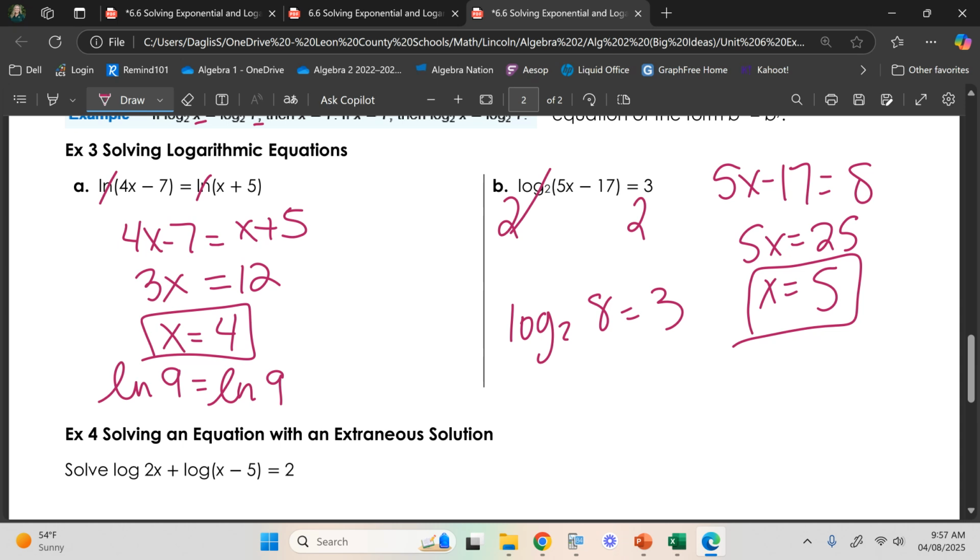All right. My next one says solving an equation with an extraneous solution. So it's giving you a little hint here. Something is not going to work. Okay? How do we usually get 2 answers, by the way? Yeah, we're coming from a quadratic. So something's going to happen here.